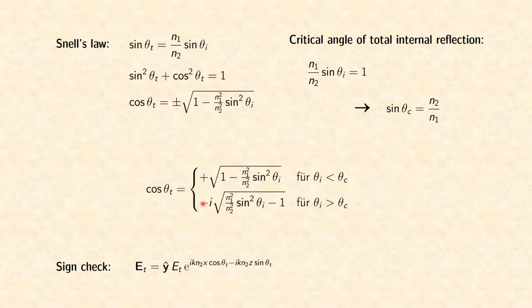So we know now that we have to take the plus sign in the convention for the conventional reflection and transmittance, and we have to take the minus sign in case of total internal reflection.